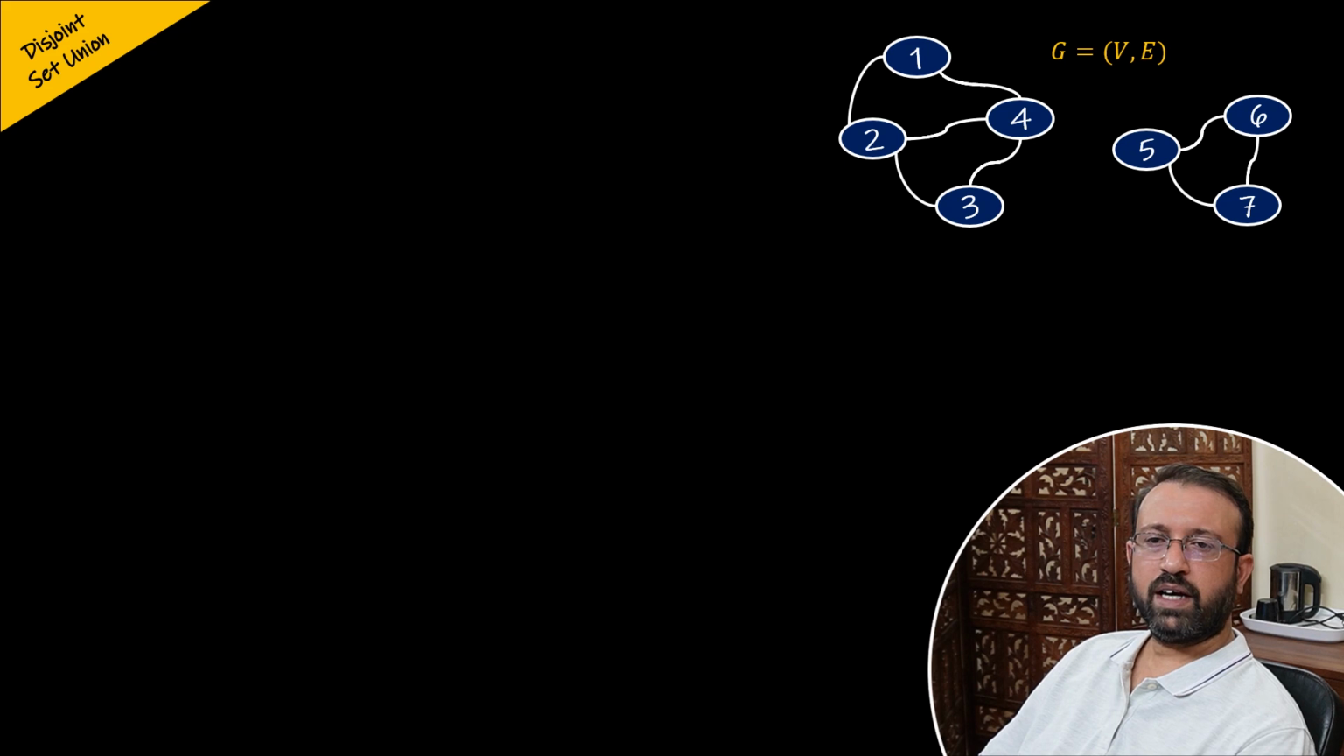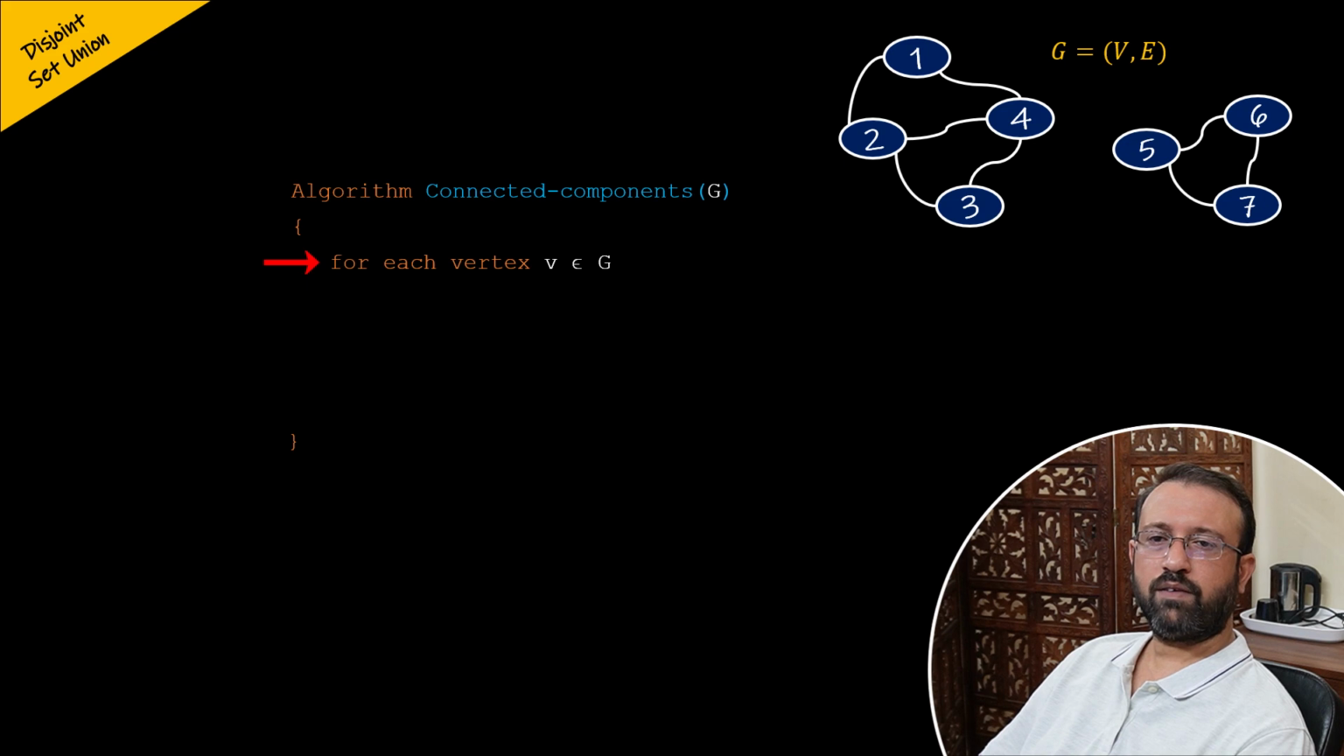Now let us look at the algorithm. We will call this algorithm connectedComponents, and this algorithm takes the graph G as the parameter. Then within the algorithm, we will have a for loop for each vertex v that belongs to the graph. And within this for loop, we will create disjoint sets for each vertex using the statement makeSet, and pass the vertex v.